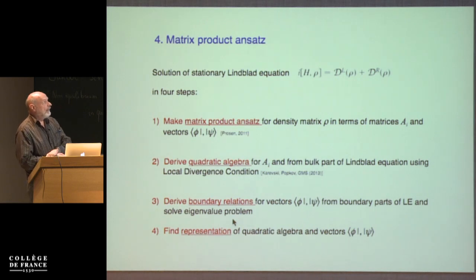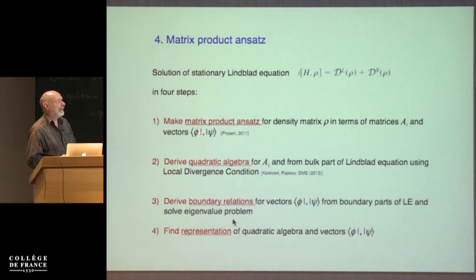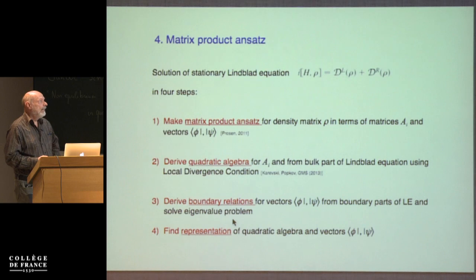So what we do to get an exact solution is the following. We make a matrix product ansatz for this density matrix, which we express in terms of matrices A_i and boundary vectors. And this idea was actually introduced by Prosen in 2011. So to make a matrix product ansatz for this density matrix. This is somewhat different to what we have just seen in the lecture.